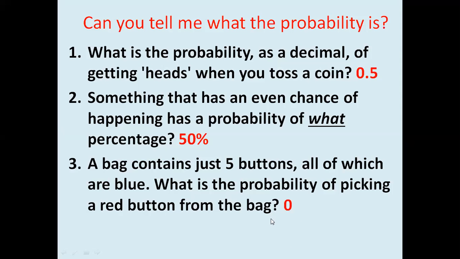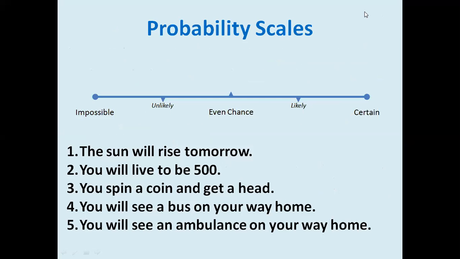Okay, let's continue to the next slide. So again, this is the possibility. See, possibility scales, not probability. In this possibility scale, we have impossible, unlikely, which is something that has a low chance to happen, even chance in the middle, likely, and certain, which is 100% sure that it will happen.